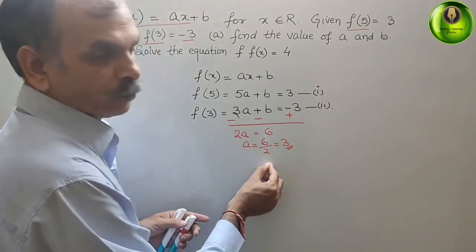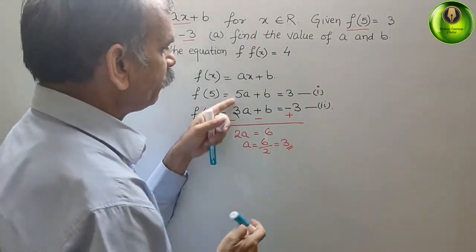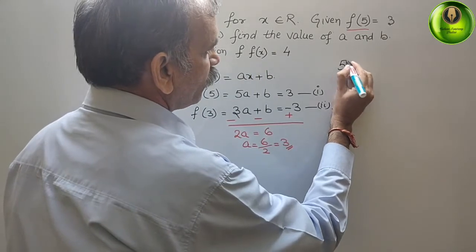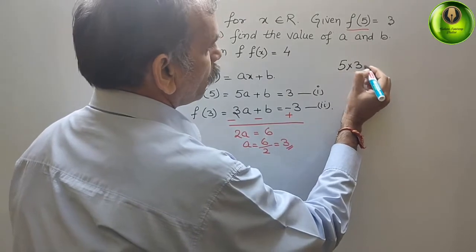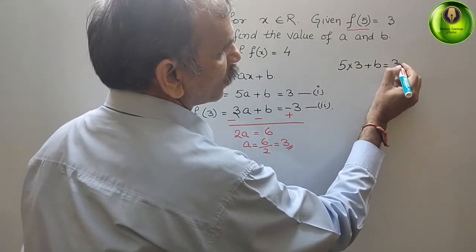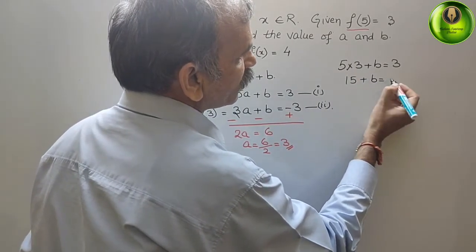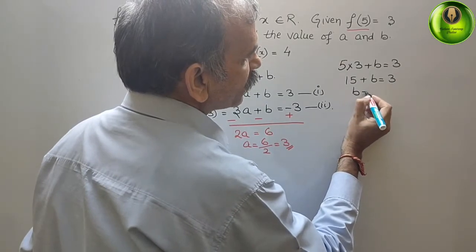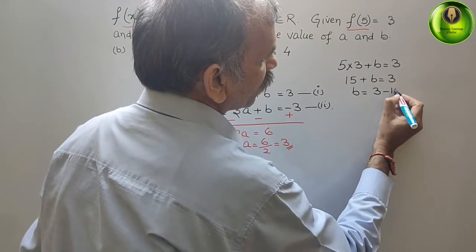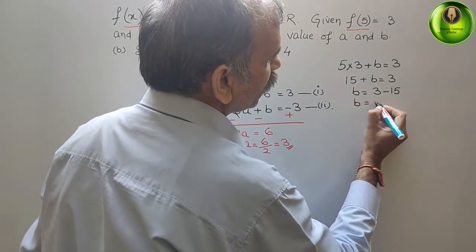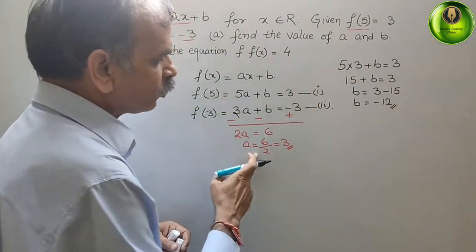Now substitute this value in any one of these equations. Here we will get 5a, a is 3, so 5 into 3 plus b, that is equal to 3. So here you get 15 + b = 3. So b is nothing but 3 minus 15, that is, b is -12. So you got the value: a you got, b you got.